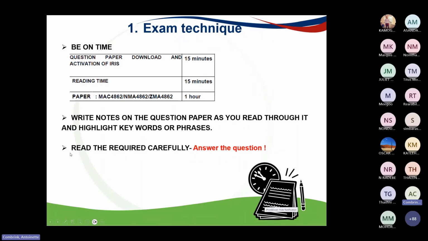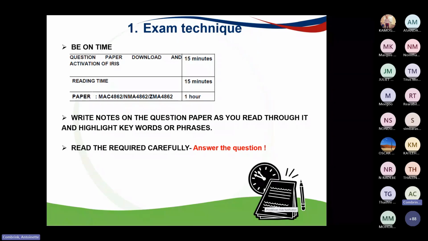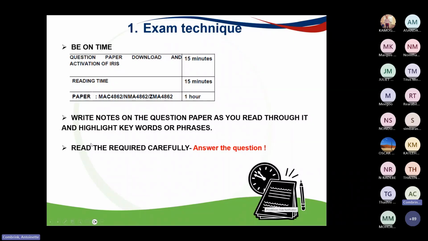Then read every word of the required carefully and answer the question. I often tell people it doesn't help if you've got a perfect answer, but it's not the question that we've asked you. So make sure that you're answering the required. Then remember, don't go over your time limits for the question, because for every question you need to answer to earn those marks. If you steal time from the next question, then you're going to suffer in the next section. You won't be able to complete that section, and perhaps that would have been an easy section on which you could have earned a lot of marks.